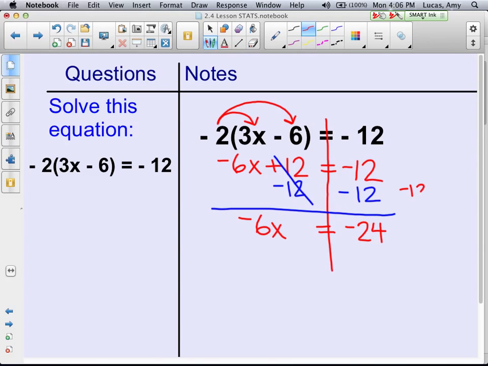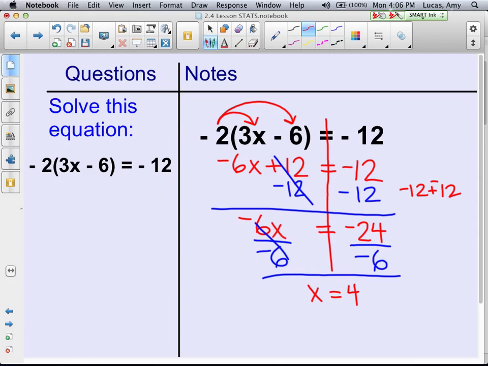Some of you might need to look at it side by side and maybe do like a tick-tock, add the opposite, however you learned how to work with your integers. It's the same as -12 plus -12. Then my last step, I divide by the -6 to get the x by itself, and my solution is +4. You could plug it in and check to make sure that it works.